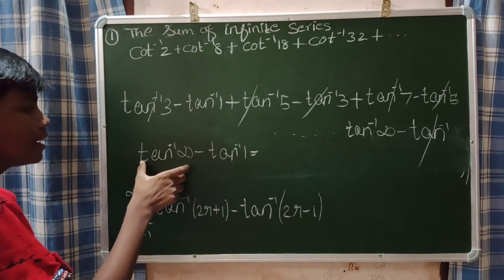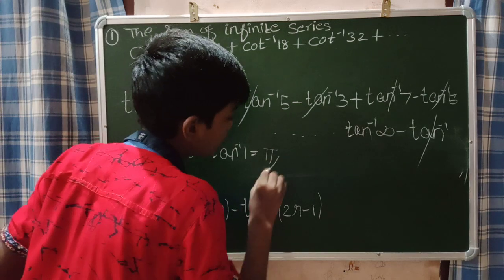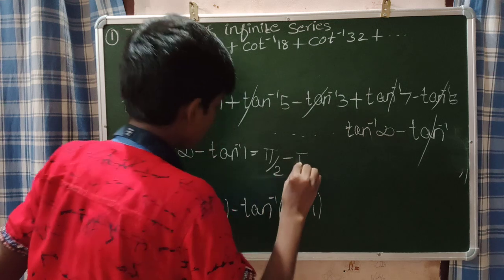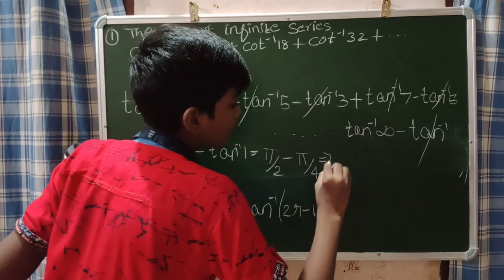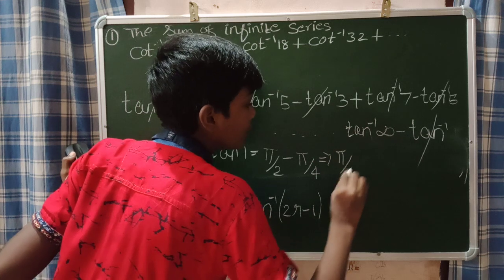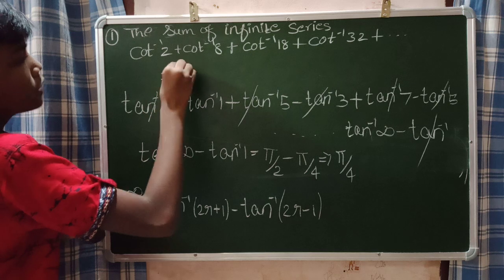So what is tan inverse of infinity minus tan inverse of 1? Tan inverse of infinity is pi by 2. Tan inverse of 1 is pi by 4. So pi by 2 minus pi by 4 is pi by 4. So what is the value? That means what is the sum of this infinite series? That is pi by 4.